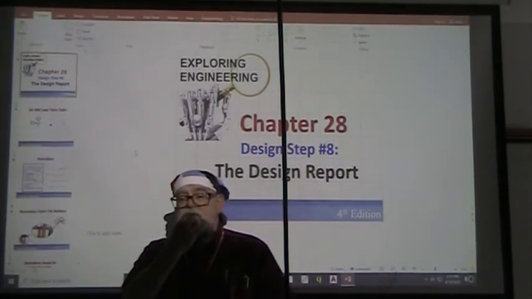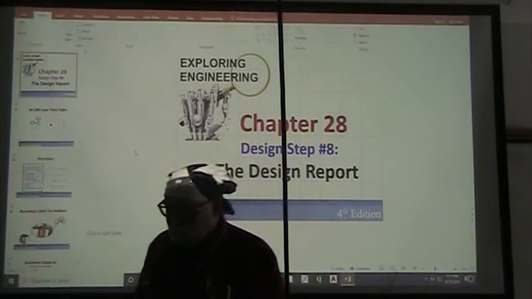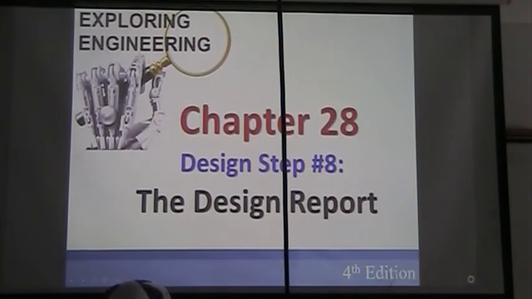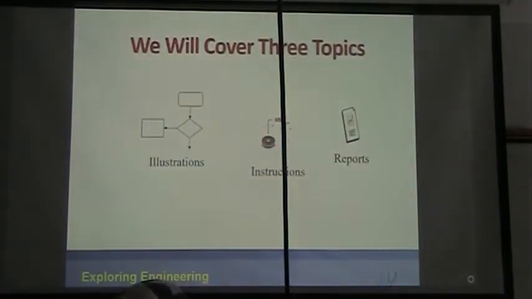All right, here we have chapter 28. Chapter 28 is the design report. All right, so the design report is something that we're going to have to put together, whether it's a project here at school or whether it is a project you're doing as a professional engineer. There will have to be a project report or a design report. If you do a project, you'll have to do a report too. All right, so we're going to talk about three different things within this. One is illustrations. How do we make good pictures? Next is instructions. And the third is the reports.